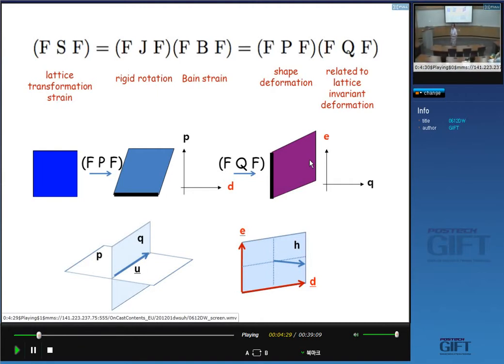And when we take one of the invariant plane strains as a shape deformation, what we observe during the experiment: shape deformation means that this is our initial austenite, and this is what we observed. So the deformation associated with this, what we observe, is shape deformation. So when we take one of the invariant plane strains as a shape deformation, we can factorize the invariant line strain into two successive invariant plane strains.